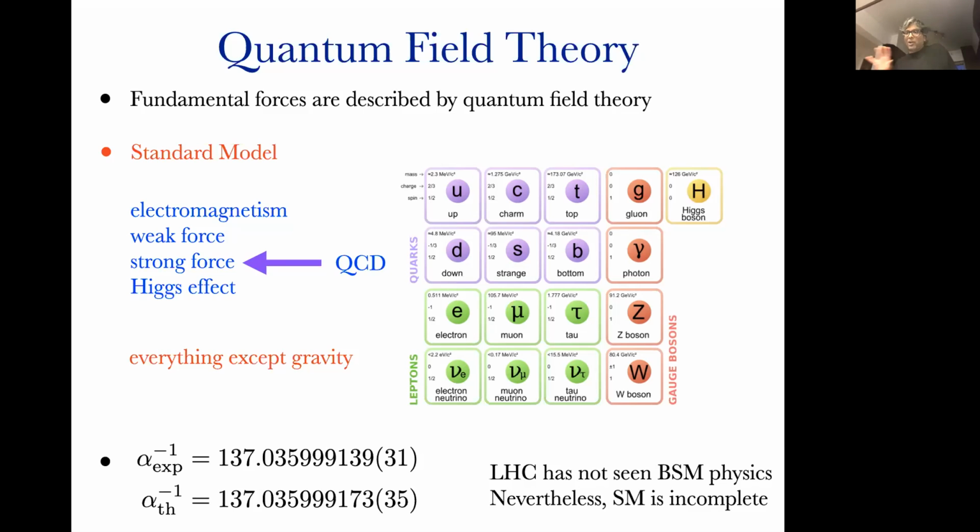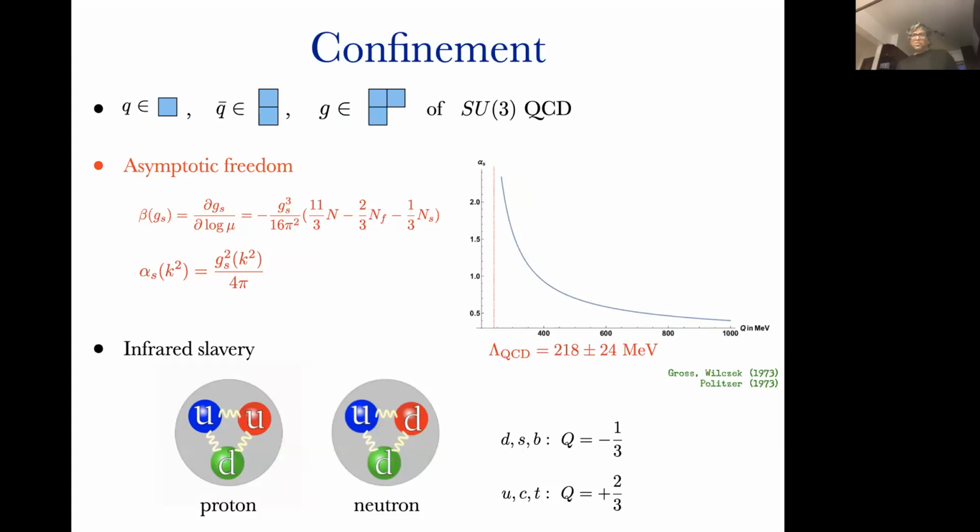I'm going to focus on one sector of this theory. The sector is called QCD. It's the strong force that explains how protons and neutrons are constituted. This part of the Standard Model is the least understood part of the Standard Model, in the sense that there's a phase of this theory that we don't have analytic control over.